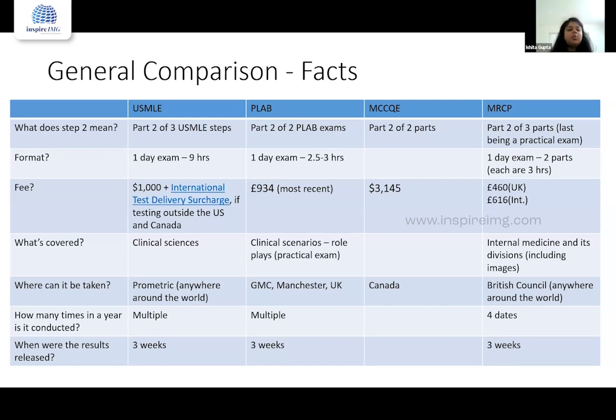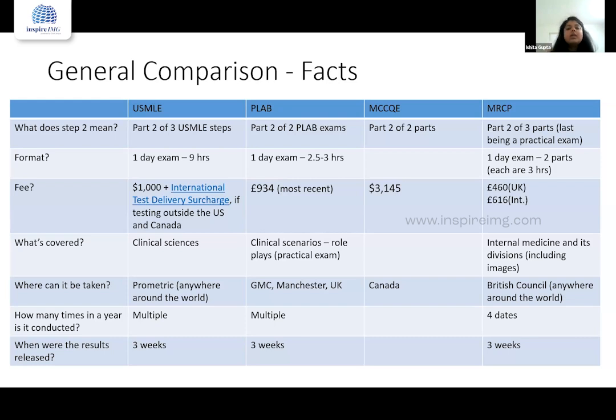Once you've passed PLAB Part 1 on the GMC website, it does open up the portal to apply for PLAB Part 2, and you can see lots of dates and choose accordingly. The center would just be one, that's Manchester. I'm not sure of the NAC, like I said, I haven't taken that.